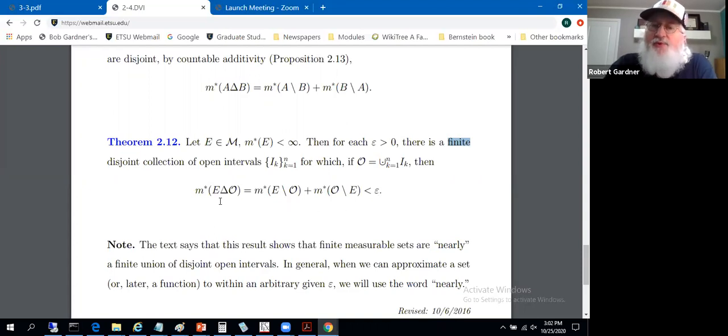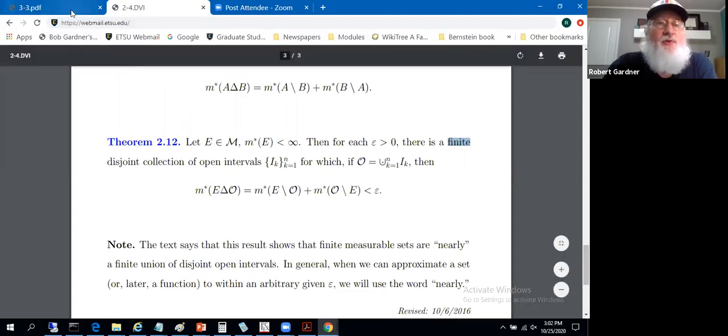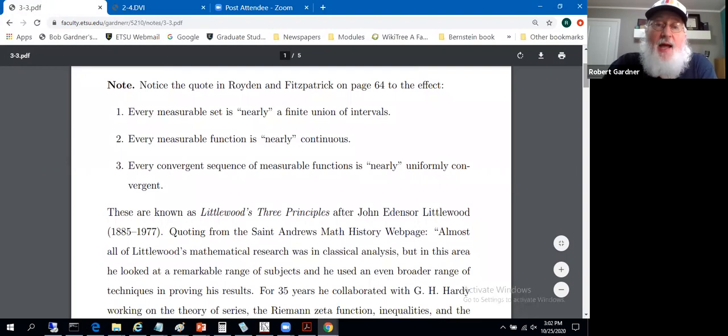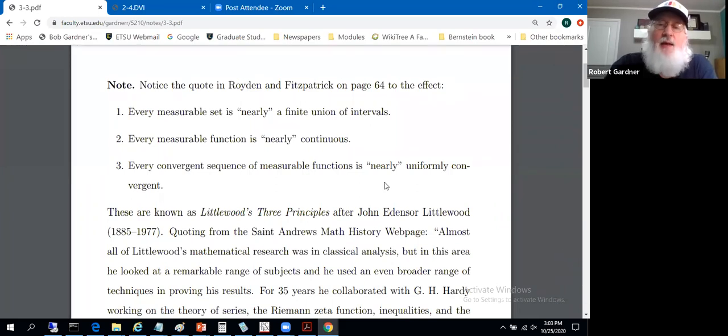This is the only time we'll use symmetric difference in this conversation based on Littlewood's three principles. This we proved back in section 2.4, so this is sort of water under the bridge. This was talking about nearly in the setting of measurable sets. Back to section 3.3, the other two claims deal with the topic at hand now, measurable functions: every measurable function is nearly continuous, and a convergent sequence of measurable functions is nearly uniformly convergent. In these two we will throw out a set of measure epsilon. There won't be any symmetric difference stuff involved, but this allows us, in some sense, to approximate measurable functions and sequences of measurable functions in certain ways.